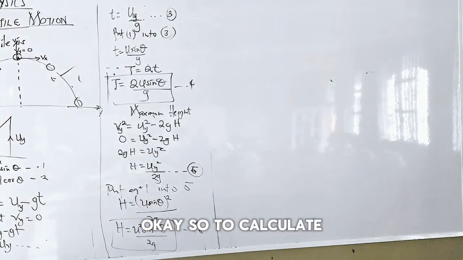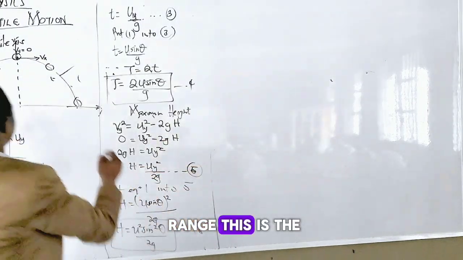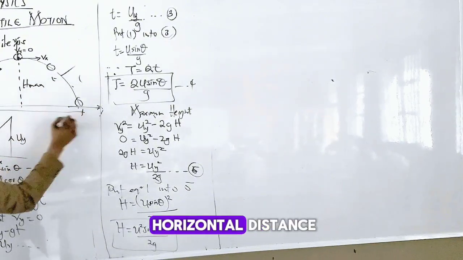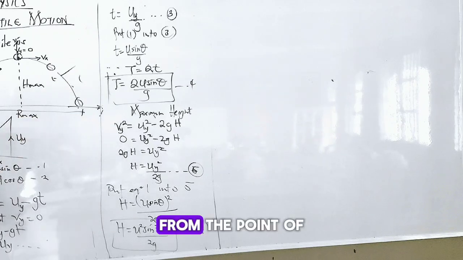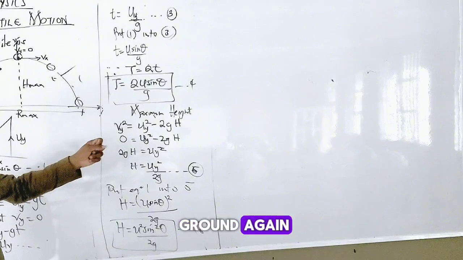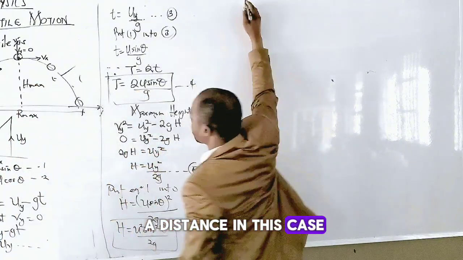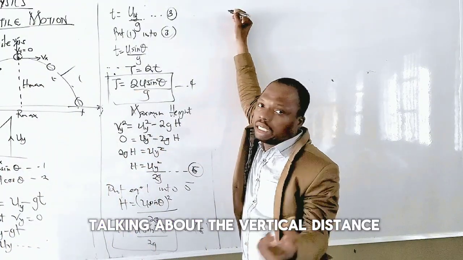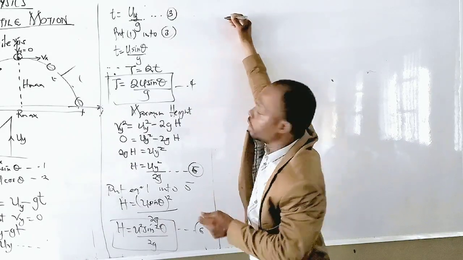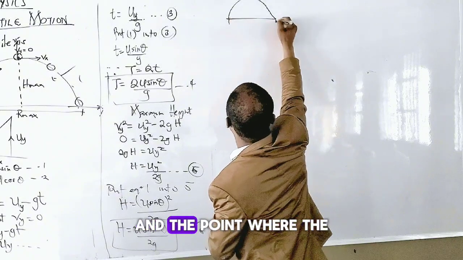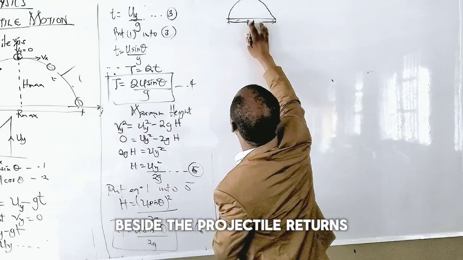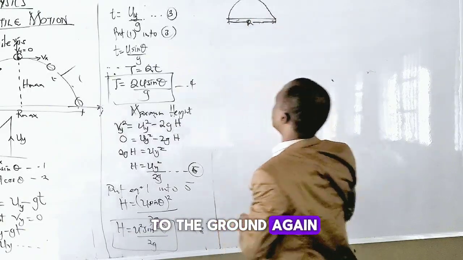Okay, so this is the maximum height. To calculate range, the range is the horizontal distance from the point of projection to the point where the projectile returns to the ground again. So in this case, we are no longer talking about the vertical distance, so the vertical components become 0.